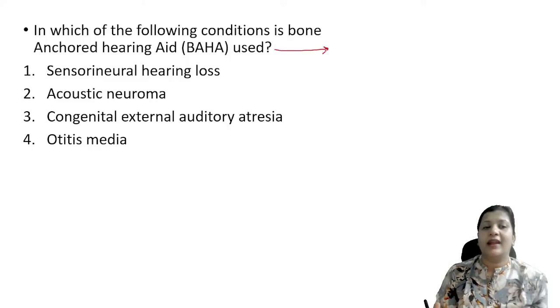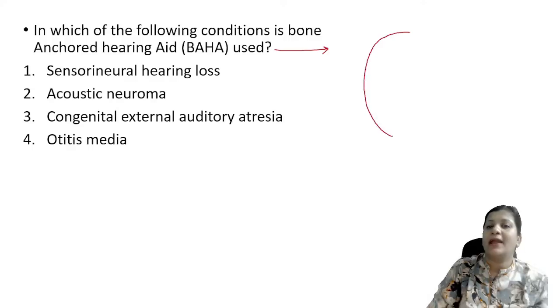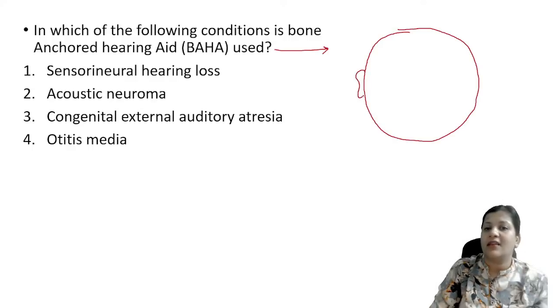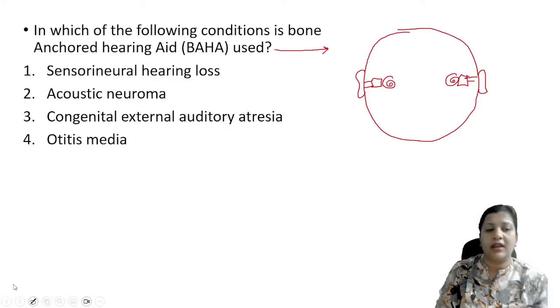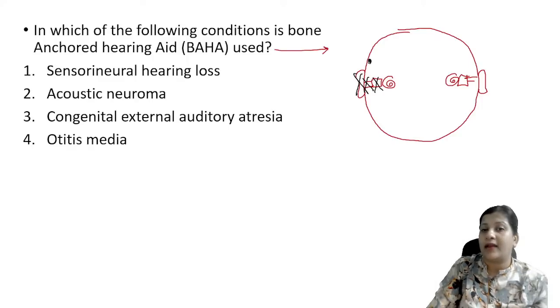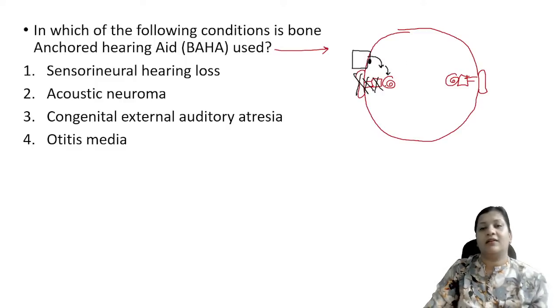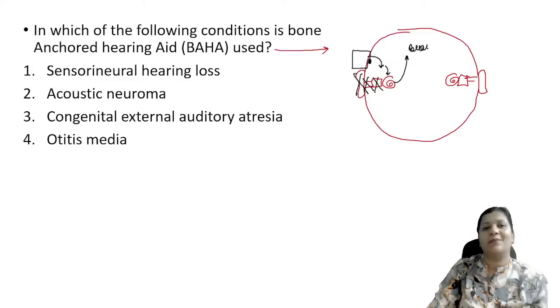So bone anchored hearing aid is used whenever you want to bypass the external ear and the middle ear and you want the sound impulses to go directly to the inner ear. So if I have a patient who has external auditory canal abnormality, pinna abnormality, middle ear abnormality, I can anchor a screw here. Over that, I'll put a receiver and the sounds will go directly through the bone to the inner ear, and from here they will be carried to the brain. So it is typically used for external ear or middle ear abnormalities.